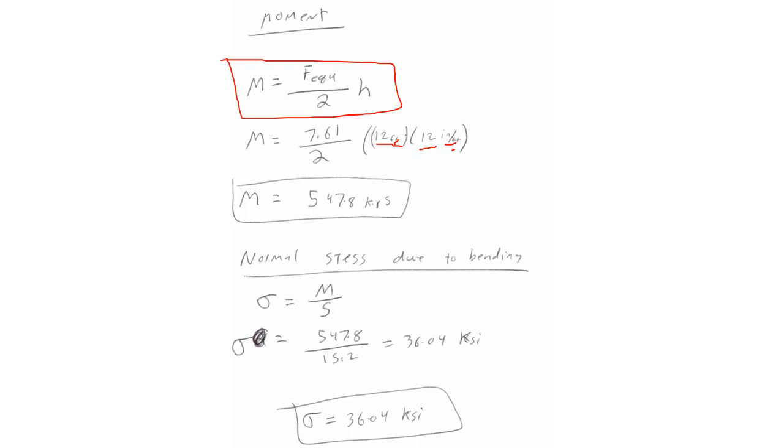For our normal stress, we go back to our setup page, where we had the equation sigma is equal to M over S. Our S value was given to us in the problem statement. So sigma is equal to M, which is 547.8 from right above in kips, divided by 15.2 given to us in our problem statement. So our sigma is equal to 36.04 ksi.